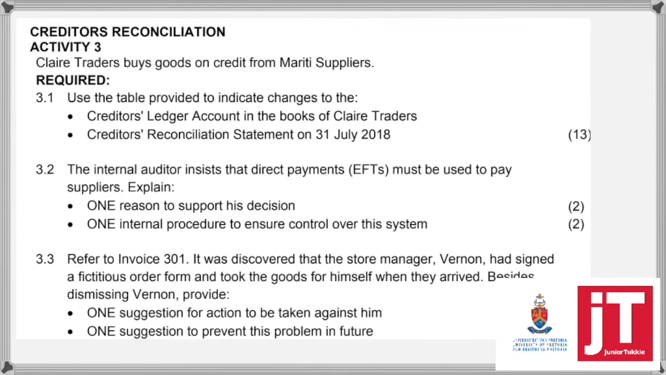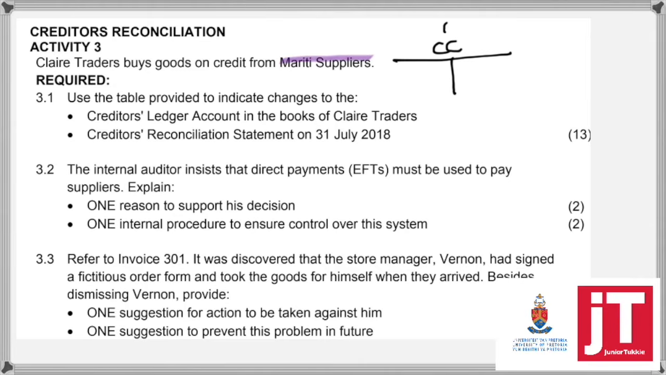If I look at the activity, Claire Traders buys goods on credit from Mariti suppliers. Use the table provided to indicate the changes to the creditor's ledger account and the creditor's reconciliation statement. Then we have the internal auditor says that direct payments must be used to pay suppliers. And then refer to invoice 301, it was discovered that the store manager, Vernon, had signed a fixtures order form and took the goods for himself when they arrived. So here what we've added to this question is a little bit of internal control.